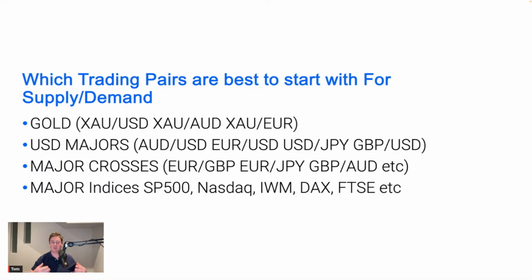Remember, we talk about supply and demand as position entry by the biggest players in the street. Therefore, because it's the biggest players in the street that are entering, we need a lot of liquidity and we need to understand that they've got a large book. So things like gold, US dollar majors, major crosses, indices, these are great places to start your supply and demand theory and also to start breaking down markets a little bit more effectively.